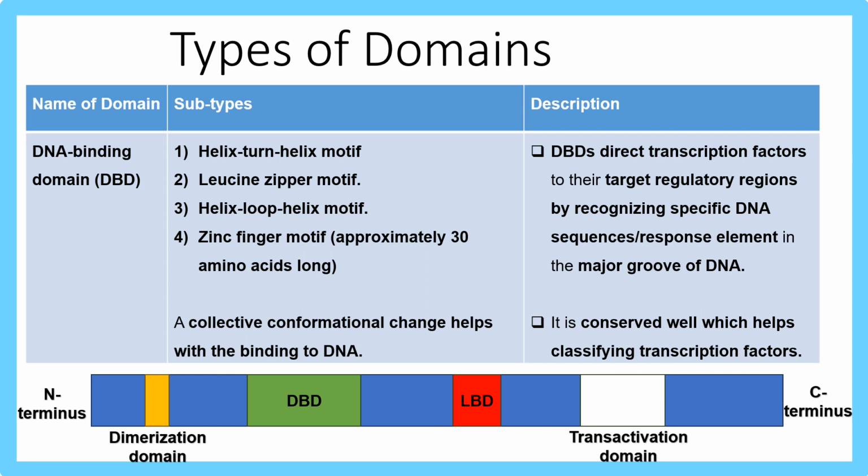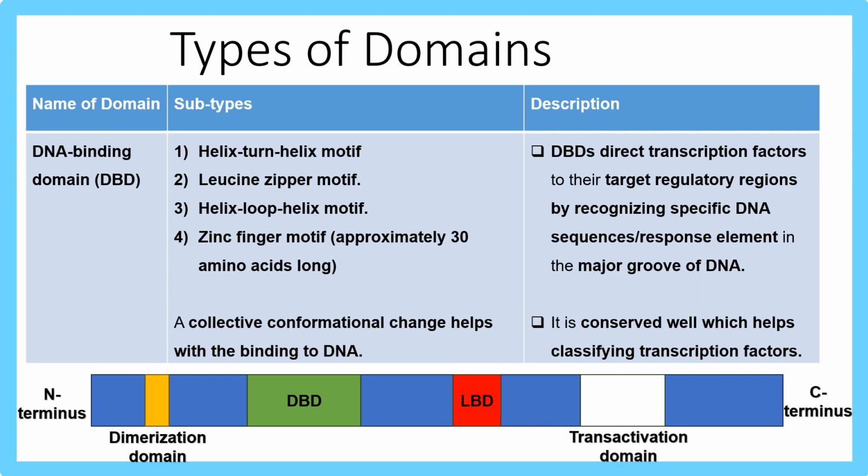Now the DNA binding domain, DBD, has 4 subtypes: helix-turn-helix motif, leucine zipper motif, helix-loop-helix motif, and zinc finger motif. A zinc finger motif is approximately 30 amino acids long that is surrounded by a zinc atom. And zinc is a type of metal. Collectively, these 4 subtypes create a conformation change which helps the DBD with the binding of the DNA.